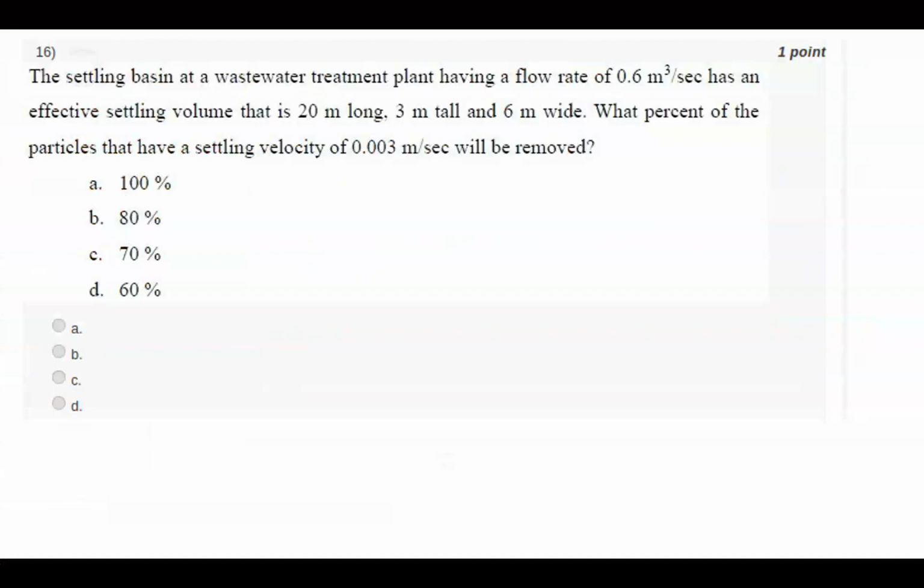Then here the question is: the settling basin at a wastewater treatment plant having a flow rate of 0.6 meter cube per second has an effective settling volume of 20-meter length, 3-meter height, and 6-meter width. What percentage of particles that have a settling velocity of 0.003 meter per second will be removed? You have to calculate the percentage of particles removed at this condition. The four options are 100, 80, 70, 60.